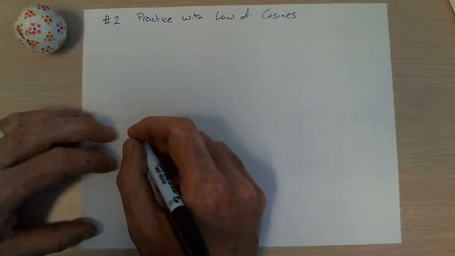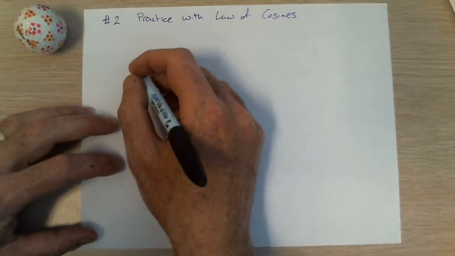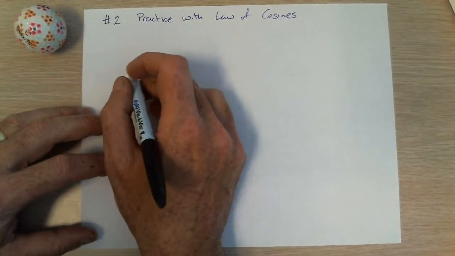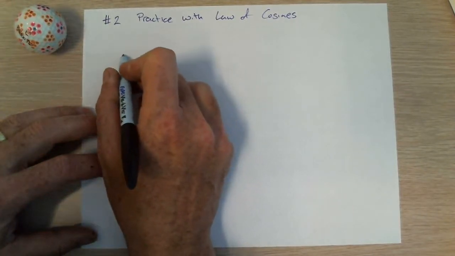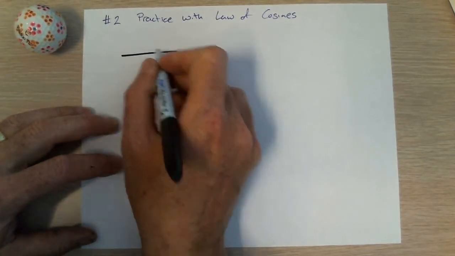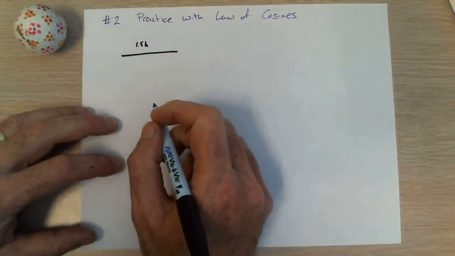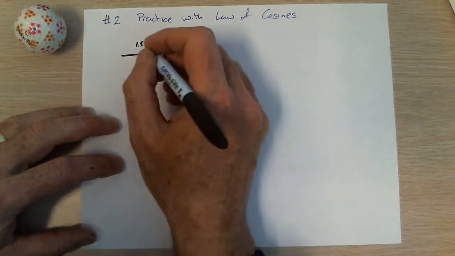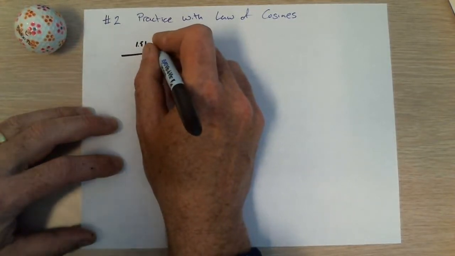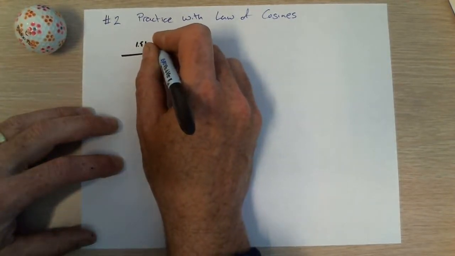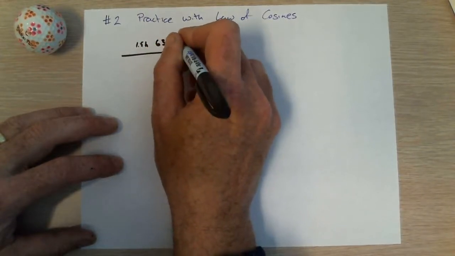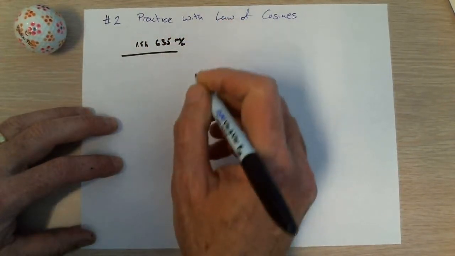Here's number 2 from the practice of the law of cosines. It says a pilot flies in a straight path for an hour and a half. So moving along this way, 1.5 hours. And at some point they tell us that they're going 635 miles per hour.